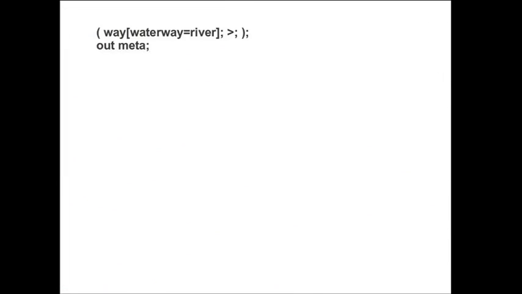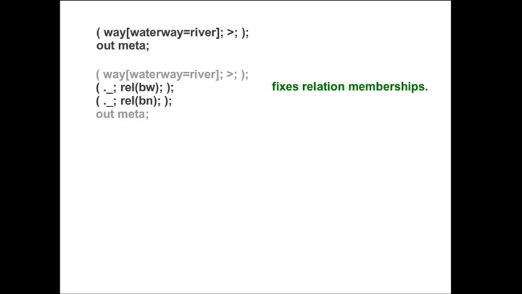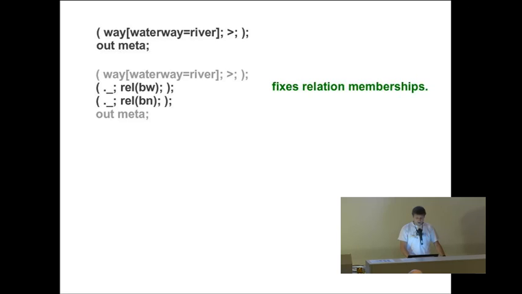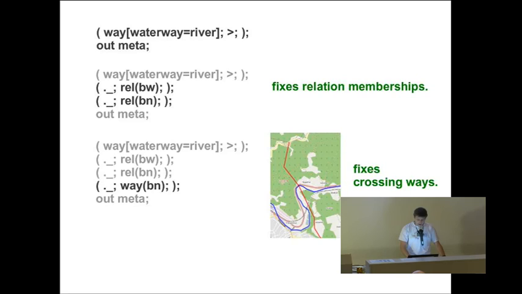Okay, so let's discuss how to overcome these limitations. Well, that was the query we started with. It's the usual query to get all the ways with waterway river. Well, to see also relation memberships, we could add these two lines. This would allow us to relax the condition we have just given on splitting or joining ways, because then JOSM would do the right thing.